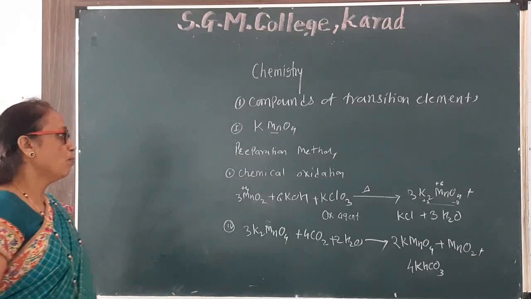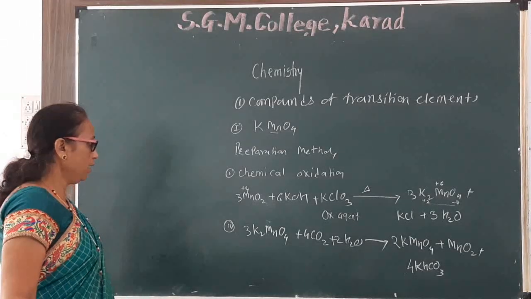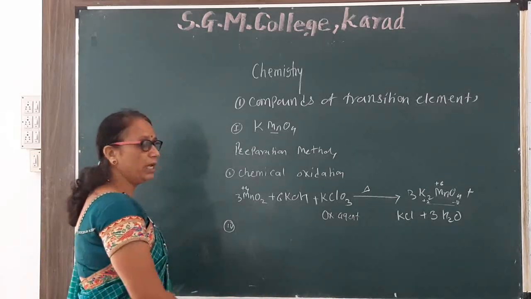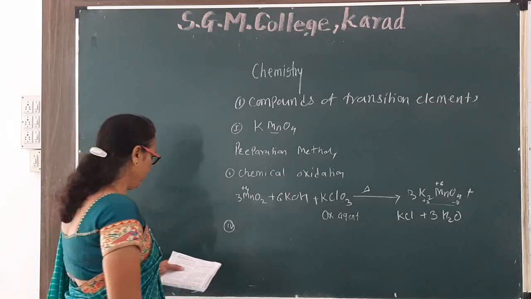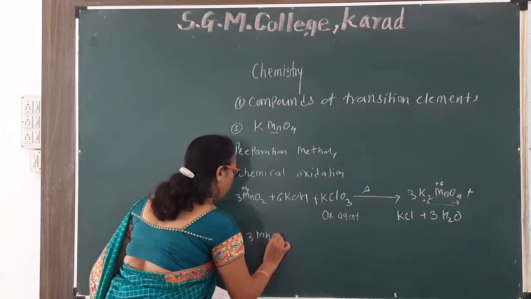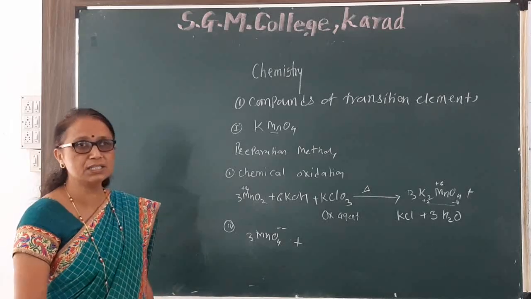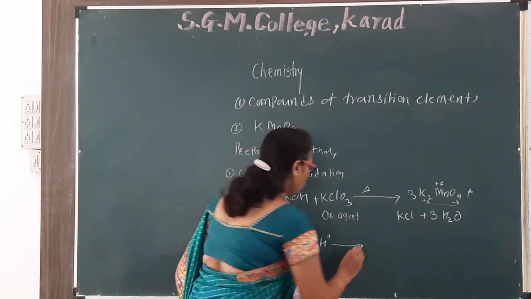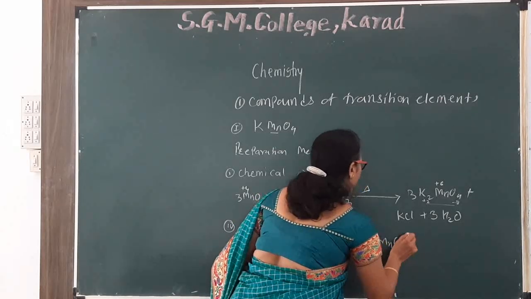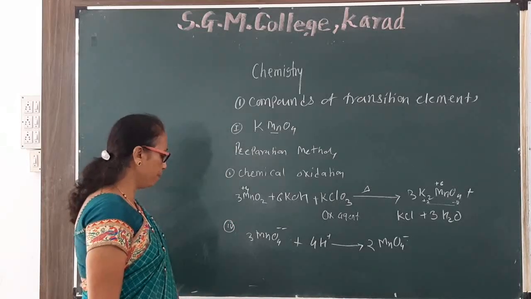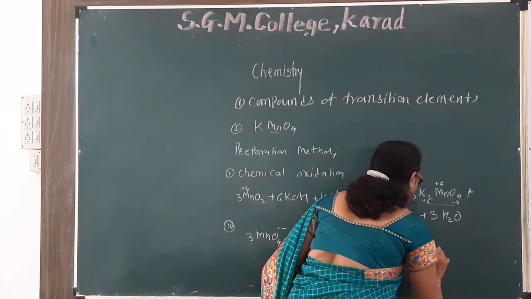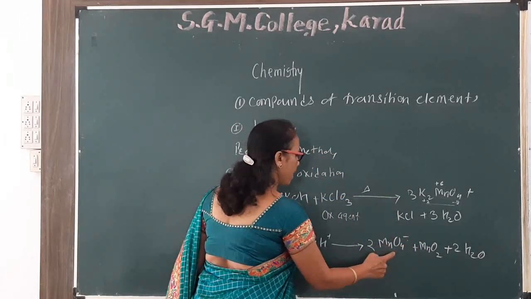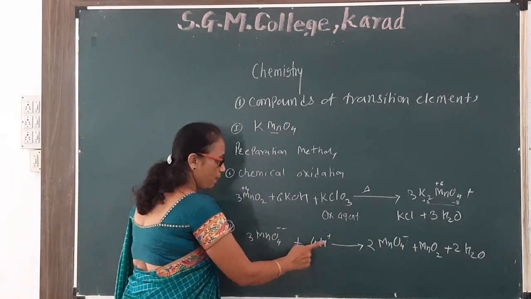This is the formation of potassium permanganate in neutral medium. Now we are going to see the formation of potassium permanganate in acidic medium, where only ions are taken: 3MnO4 2 minus, which are the manganate ions, in acidic medium with 4H plus, gives 2MnO4 minus, the permanganate, plus MnO2, manganese dioxide, and 2H2O. This is the formation of permanganate from the manganate ions in the presence of acidic medium.